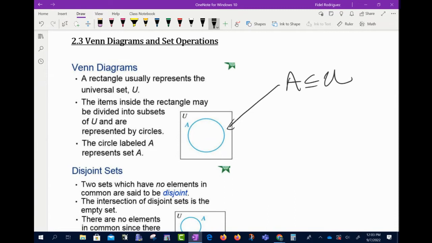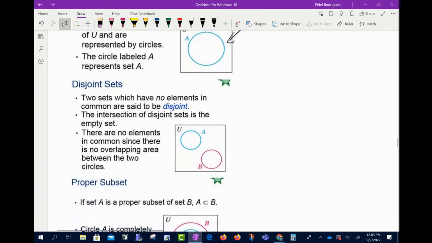Okay. Now we have something called disjoint sets. Disjoint sets are 2 sets which have no elements in common. They're said to be disjoint. So if they don't have anything in common, just looking at this picture right here, my sets A and B are disjoint because they have no overlap, right? There's nothing in A that's also going to be in B, okay?